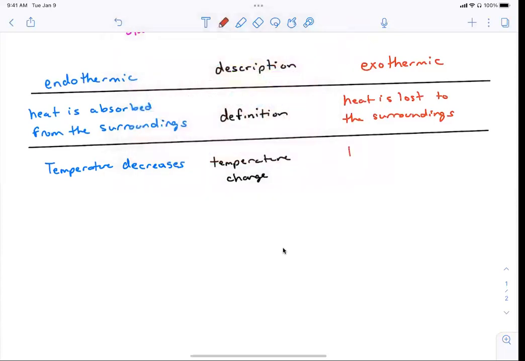And in exothermic, the temperature increases because now you're releasing energy to the surroundings, and the surroundings are what you're measuring. So therefore, the appearance will be that temperature will increase. Okay.